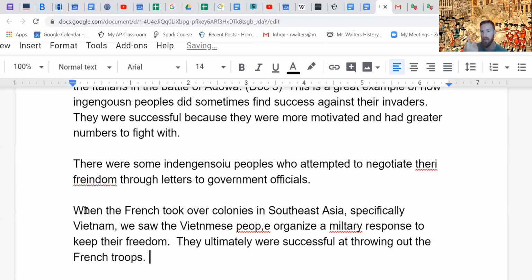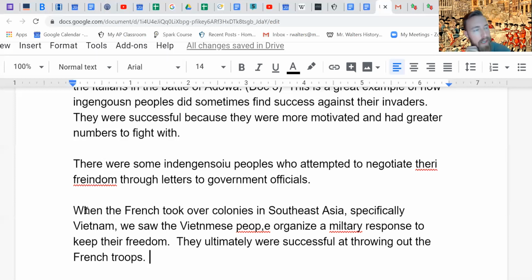Notice I try to be specific. I try to give the countries involved. If you can remember the battle, it's Dien Bien Phu. But I mean, you just want to get as specific as you can there. You want to give two examples like that. Again, you want to make sure the example supports an argument you've made.